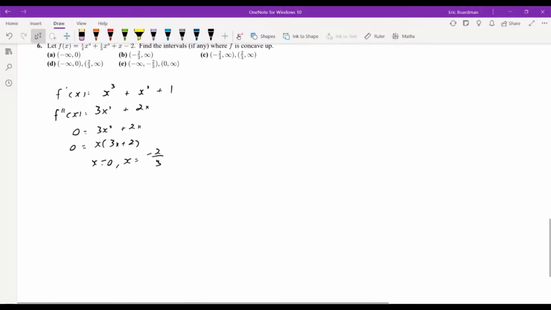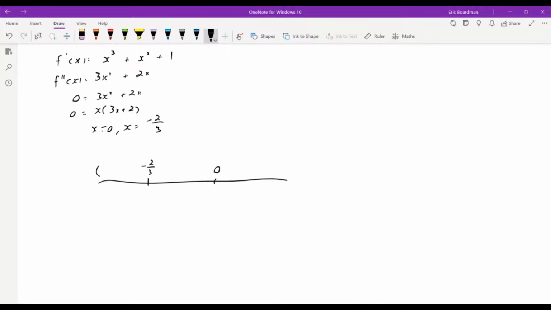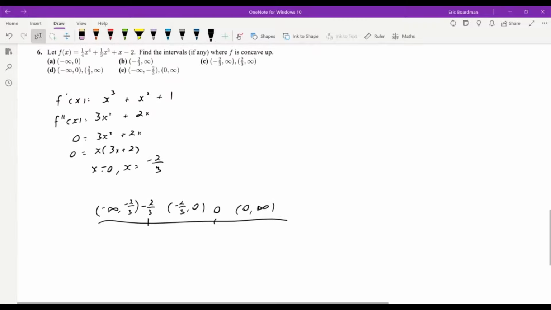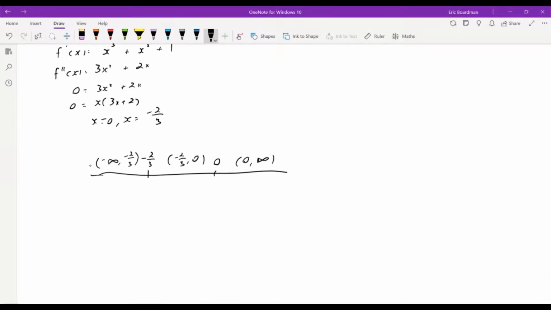So I'll do a number line now where we have -2/3 and we have 0. And so over here, this is -infinity to -2/3. This is -2/3 to 0. And this is 0 to infinity. And now we'll check each factor. So do it over here.